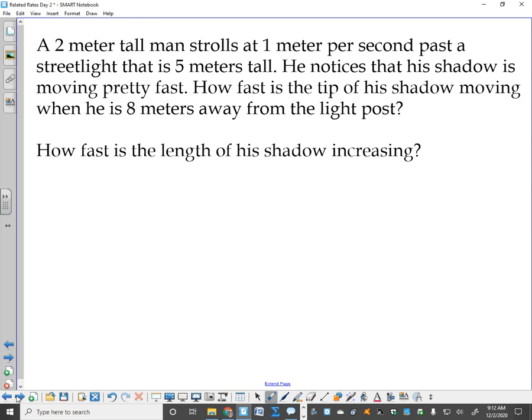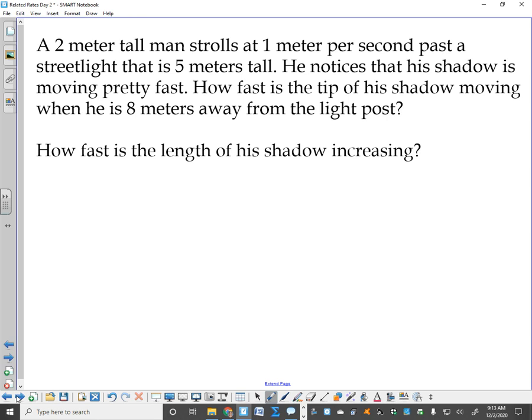A 2-meter tall man strolls at 1 meter per second past a streetlight that is 5 meters tall. He notices that his shadow is moving pretty fast. How fast is the tip of his shadow moving when he is 8 meters away from the light post? How fast is the length of his shadow increasing? Okay, so two very different questions.